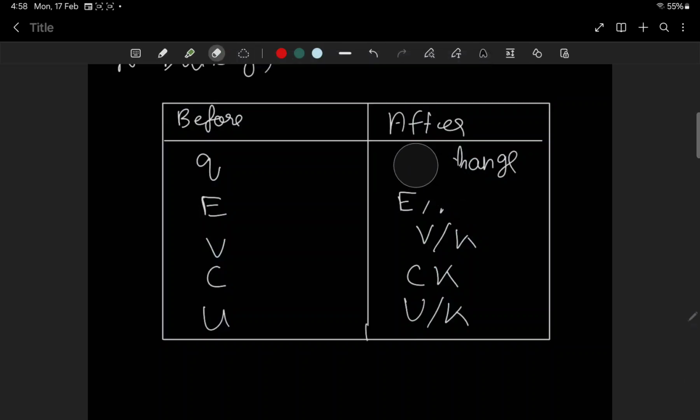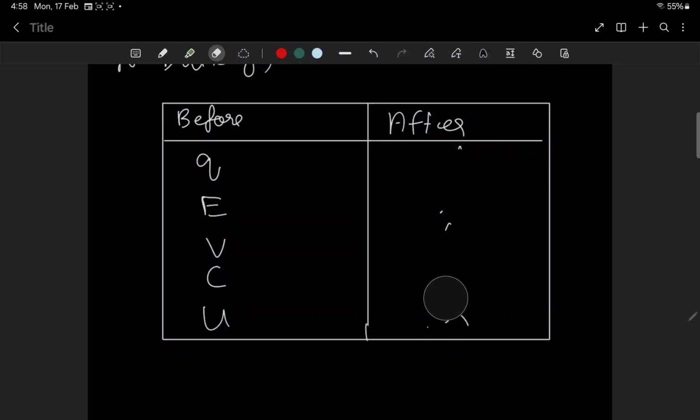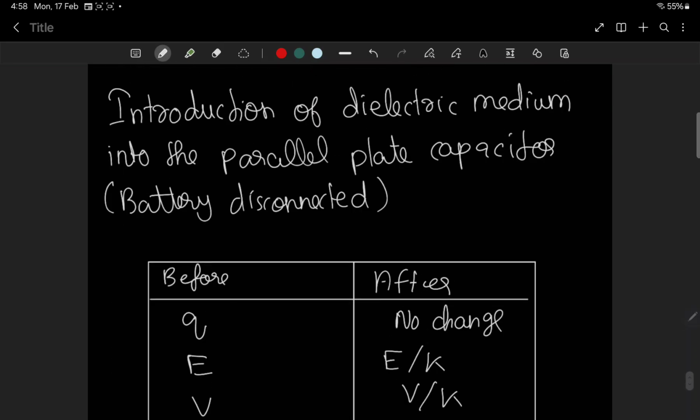Here before, Q was Q, now Q becomes Q into K. Electric field becomes E itself, no change. Potential difference also is V itself, no change. Capacitance becomes C into K, U becomes U into K. Just learn, just understand. Okay. These two tables, just read through them, that's it.